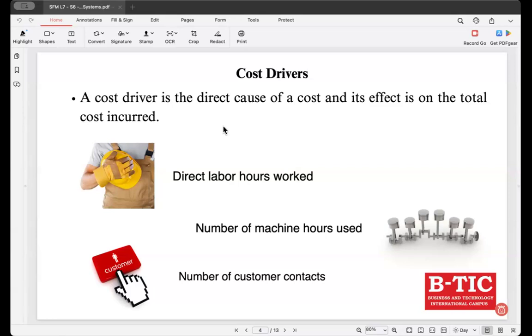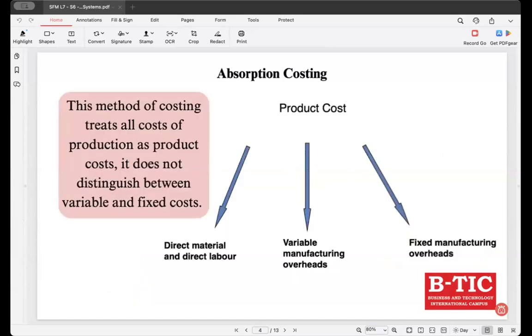The easiest example that you can remember is labor hours worked. If you work for more hours, you're going to get paid more. You work for less hours, you're going to get paid less. So this is cost drivers. And now we are moving on to something called absorption costing. What is absorption costing?